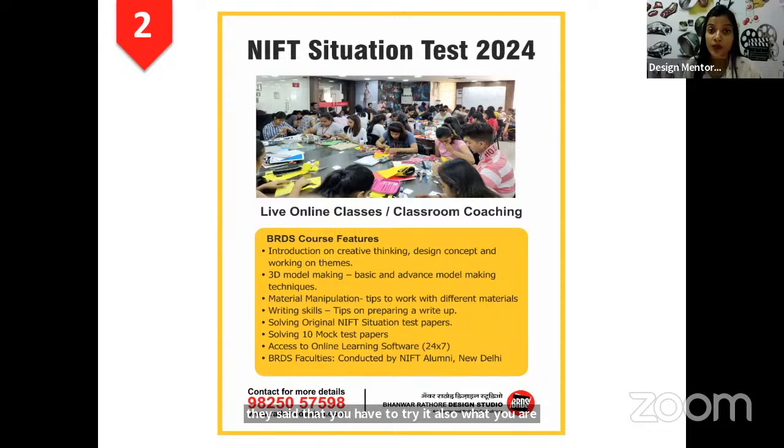Also solving of NIFT original papers and 10 mock test papers, on what kind of questions can come in the exam relatable to the present generation. Like earlier they asked questions based on COVID because COVID was there. So whatever is going on in the present scenario, what kind of questions will be there in the exam? That type of mock test you will also be doing.